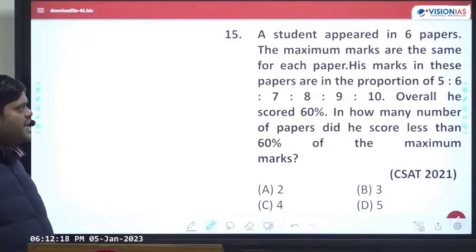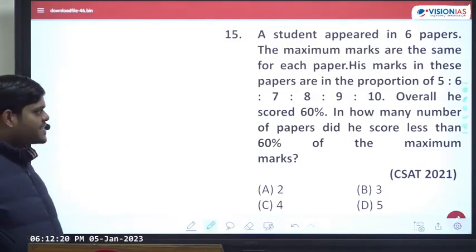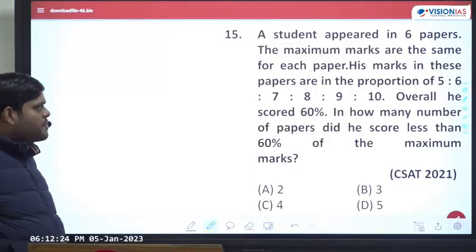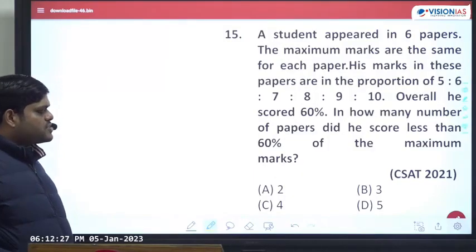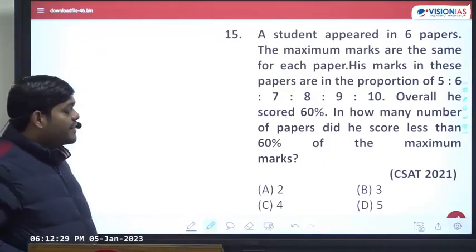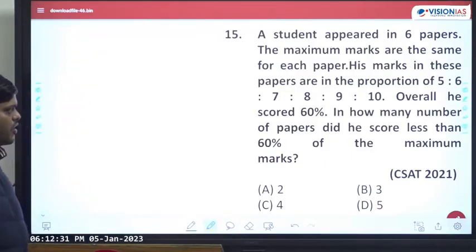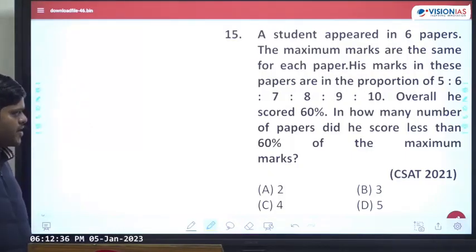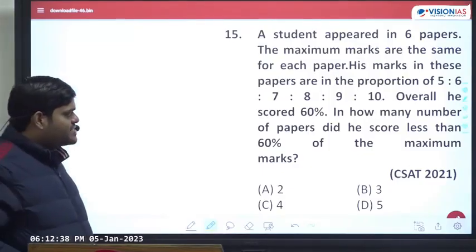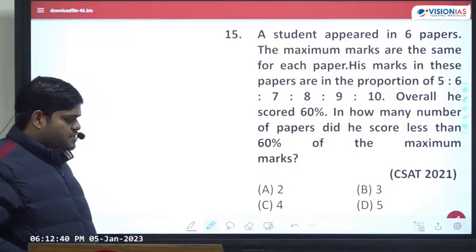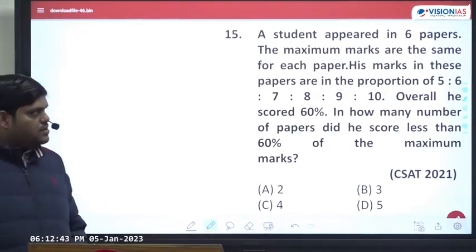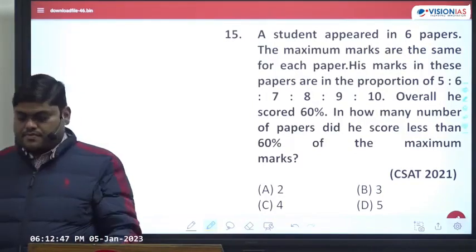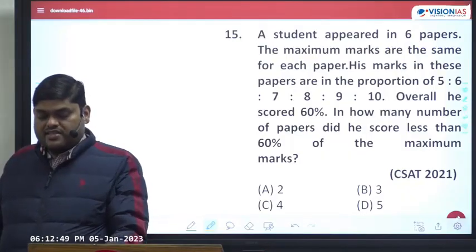A student appears in 6 papers. The maximum marks are the same for each paper. His marks in these papers are in the proportion of 5:6:7:8:9:10. Overall, he scored 60%. In how many papers did he score less than 60% of the maximum marks? Try this question.